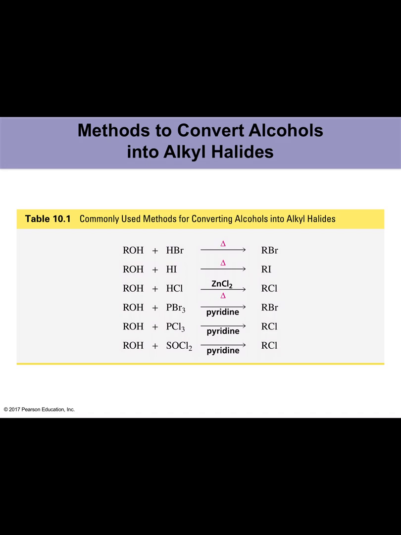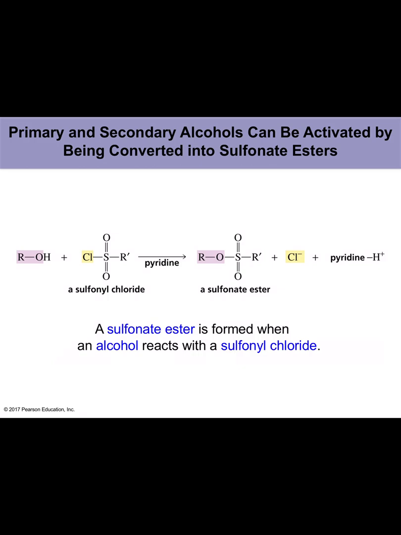Commonly used methods for converting alcohols into alkyl halides. Alcohols heated with hydrogen bromide form alkyl bromide. Alcohol heated with hydrogen iodide can form alkyl iodide. With zinc chloride, it forms alkyl chloride. With PBr3, PCl3, SOCl2 it forms alkyl bromide, alkyl chloride, and alkyl chloride, another one. Okay, so these are some of the commonly used methods to convert alcohols into alkyl halides.